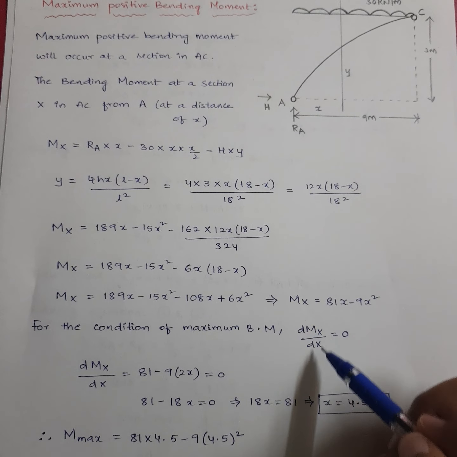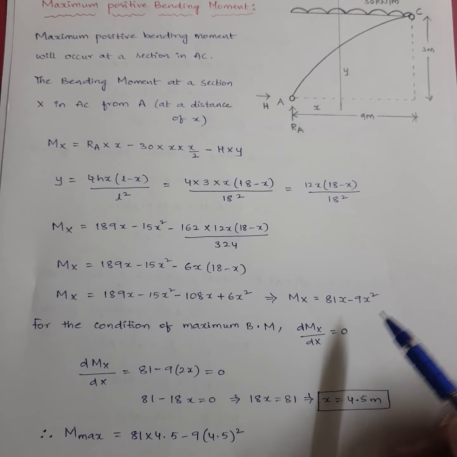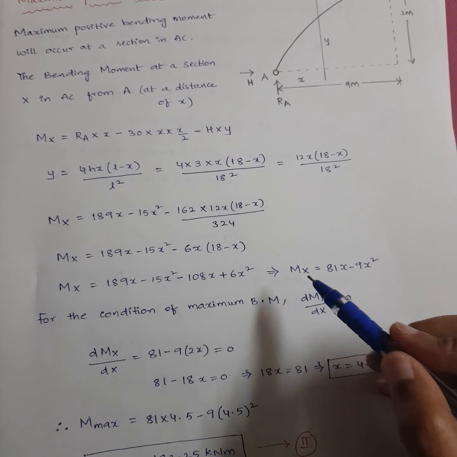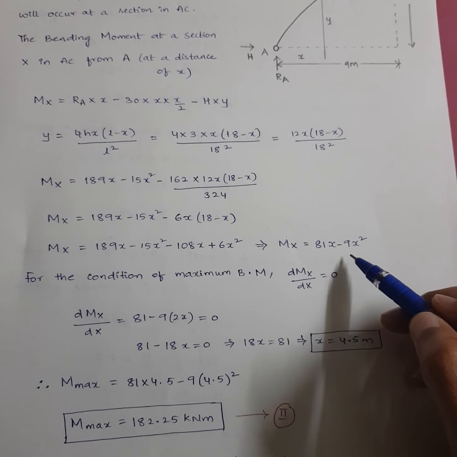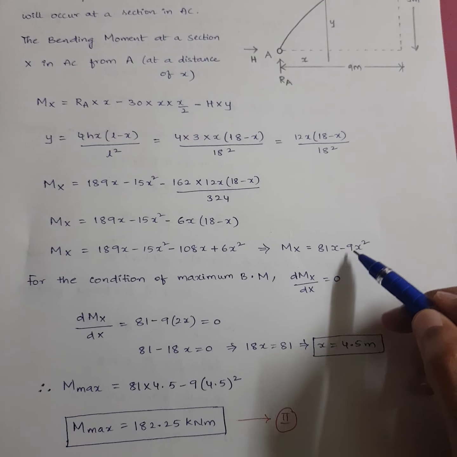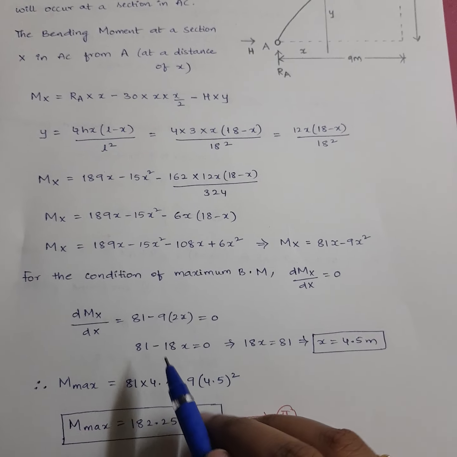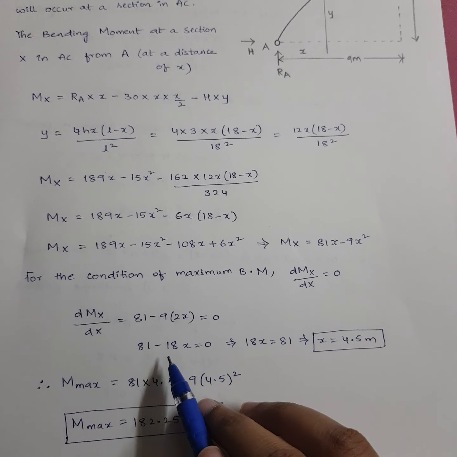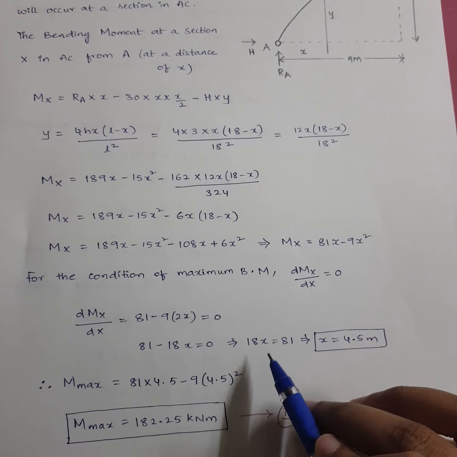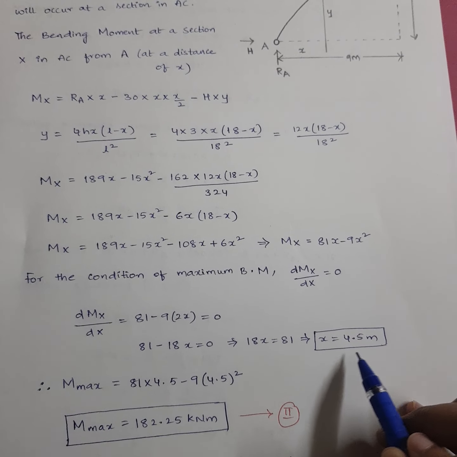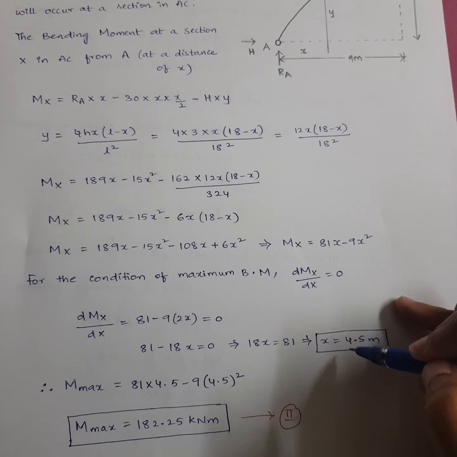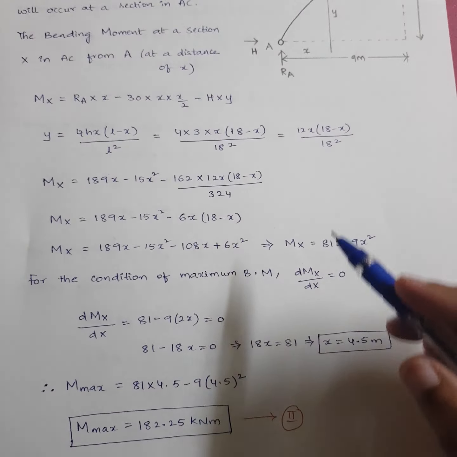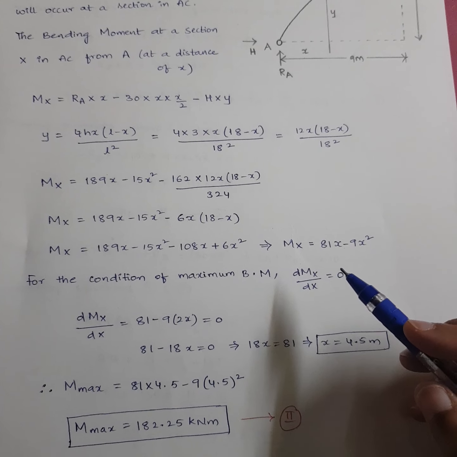So it is dMx by dx, which is equal to 0. So differentiate this Mx equation with respect to x. So 81x differentiation is 81, minus 9x square is 9 into 2 into x, which is 18x. So 81 minus 18x is equal to 0. So from here x is 4.5 meters. Now substitute back this 4.5 meters in Mx. So there, at a distance of 4.5 meters from A, you would get a maximum positive bending moment.